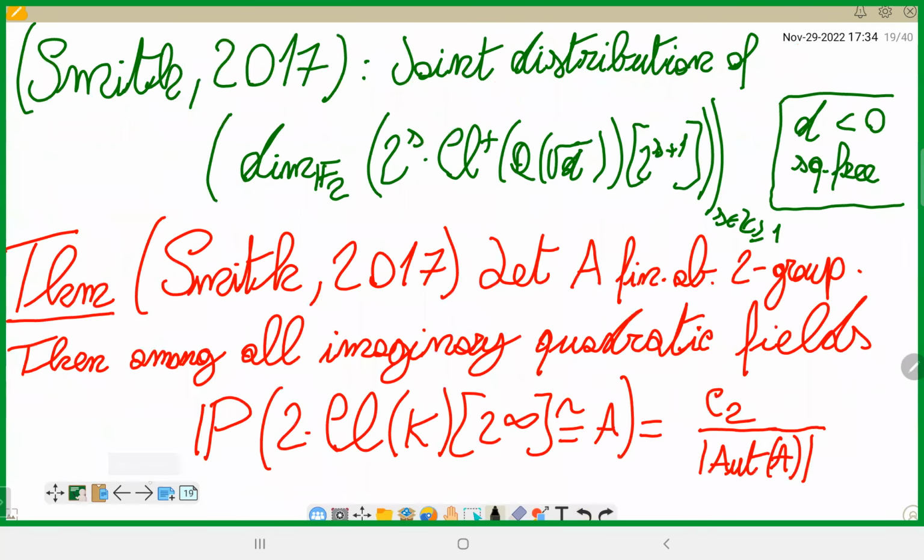And the main starting thing is this breakthrough of Alex Smith from 2017, where he basically proved the Cohen-Lenstra heuristics for the 2 parts of the class groups of imaginary quadratic fields. So what he actually got as a result, like what he actually did, was to control this sequence of spaces here, 2 to the s times the 2 to the s plus 1 torsion.